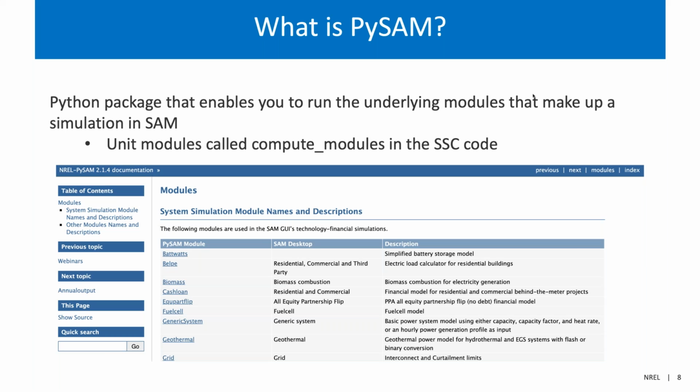And in the screenshot from the NREL PySAM documentation website on Read the Docs is a list of these PySAM modules or unit modules or compute modules. And you can see the correlation between these and some of the technologies that I just showed in the previous page, such as biomass and geothermal. And on the financial side, we have the Equity Partnership Flip and the cash loan modules, which go into the all equity partnership flip or all of the distributed ownership models.